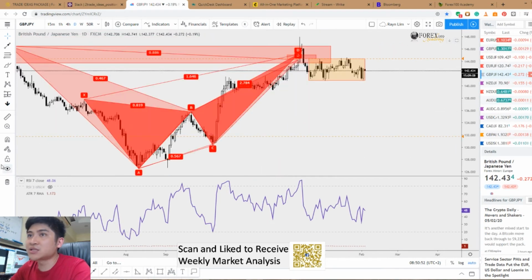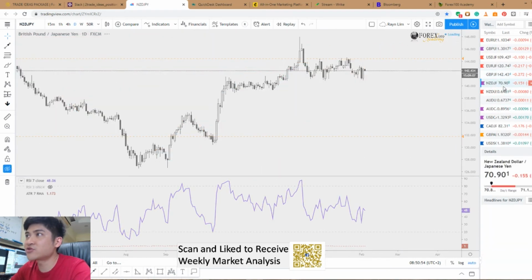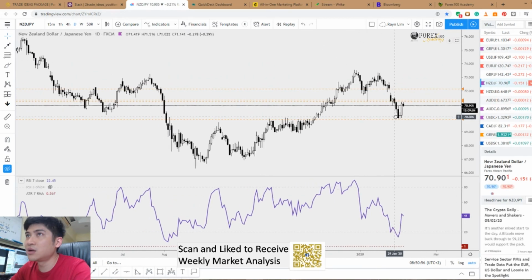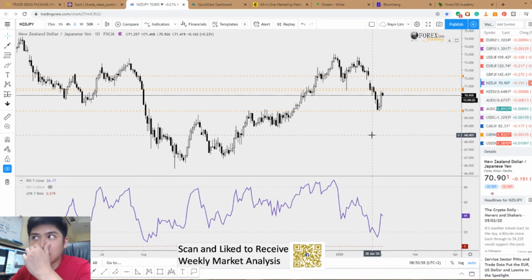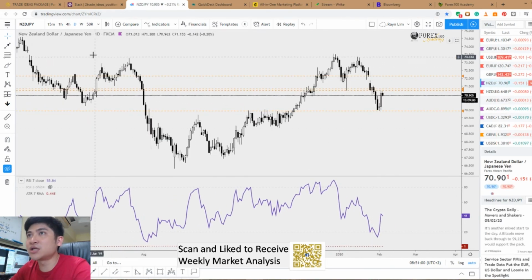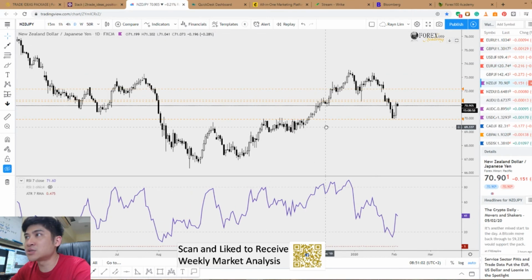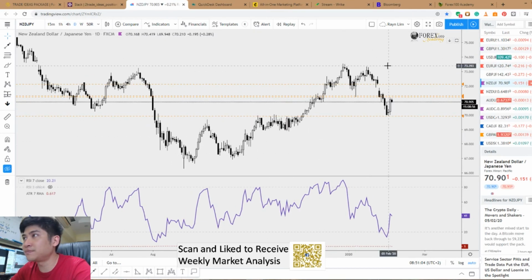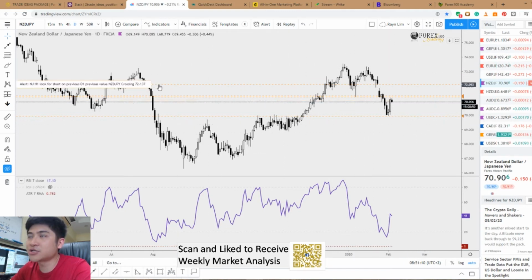Alright, so to the next pair, my favorite trades of this month. New Zealand yen on the daily chart. So on the daily chart, we have this New Zealand yen setup. Pretty much looked like a double top. Then the market went down. So let us just focus on analyzing the first steps.